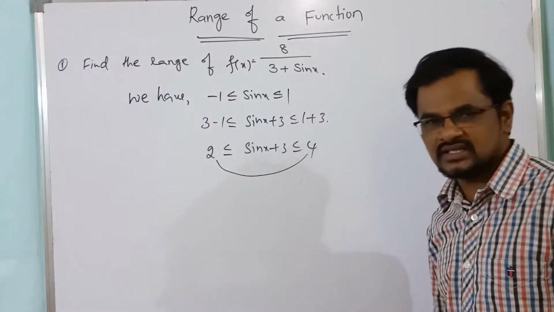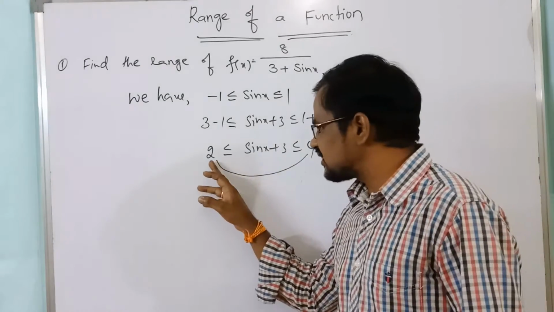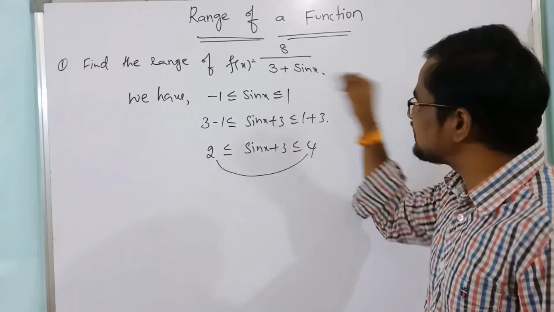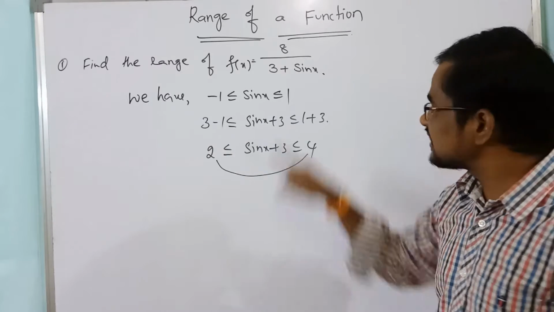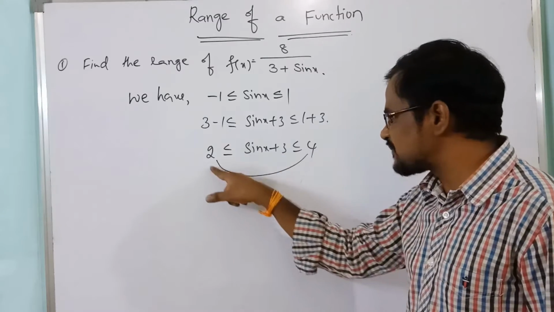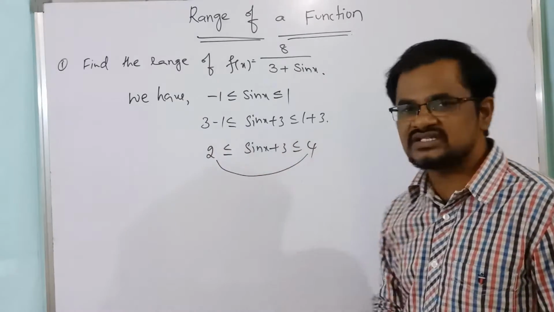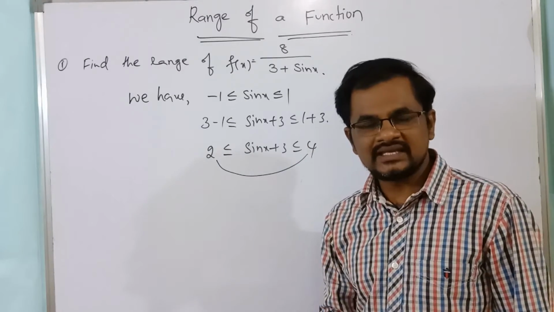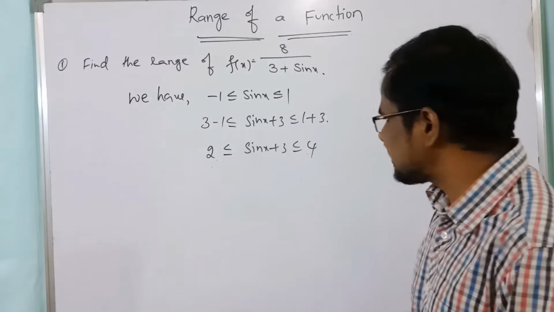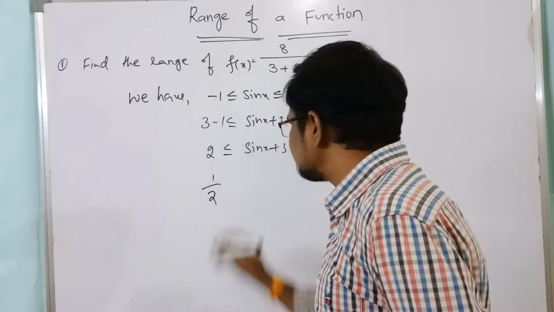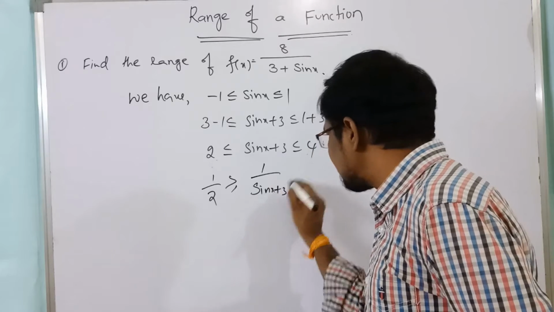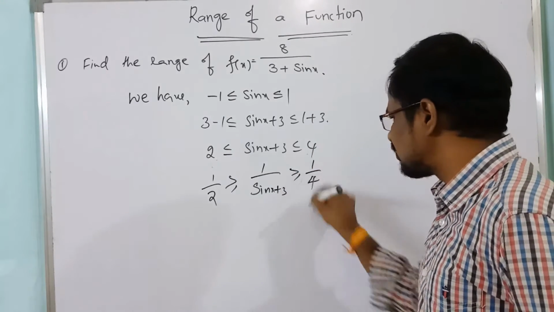So sin x plus 3 exists from where to where? The closed interval 2 to 4. But you want the range of 8 by 3 plus sin x, so for that we have to take the reciprocal, right? Once you observe the minimum value and maximum value, between them there is no 0, so that's why you can take the reciprocal. If you take the reciprocal, 1 by 2, less than or equal to becomes greater than or equal to, 1 by sin x plus 3. Here also less than or equal to becomes greater than or equal to 1 by 4.